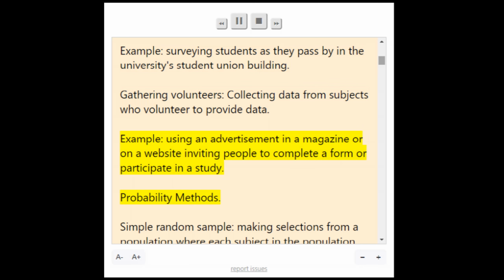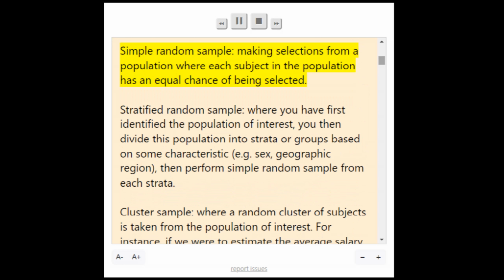a study. Probability methods. Simple random sample: making selections from a population where each subject in the population has an equal chance of being selected. Stratified random sample: you first identify the population of interest, then divide this population into strata or groups based on some characteristic, e.g. sex or geographic region, then perform a simple random sample from each stratum.